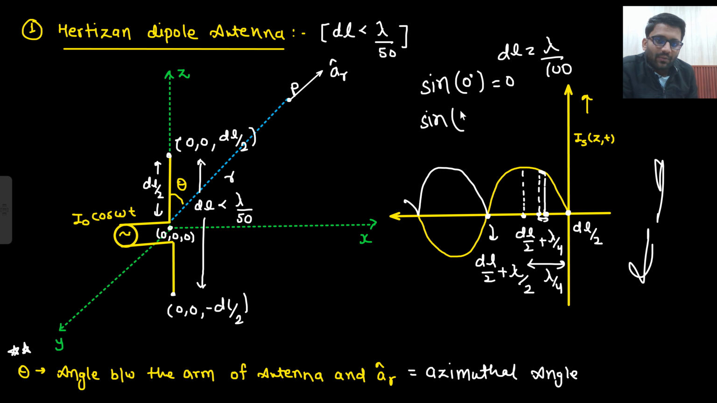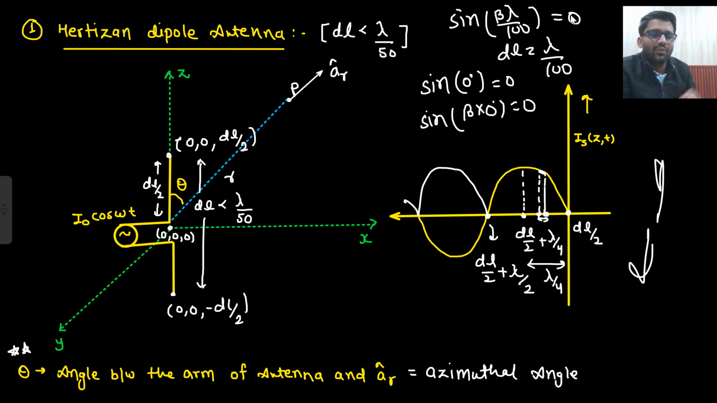Or if I write down sine beta into 0 degree, that will be 0 degree only. And now if I ask you the value of sine beta lambda by 100, what will that value be? That will also be nearly around 0 only, because what is beta? Beta is 2 pi by lambda into lambda by 100, so that would be pi by 50. So sine 0 is 0, and sine pi by 50 is also nearly around 0 only. Are you getting this point?